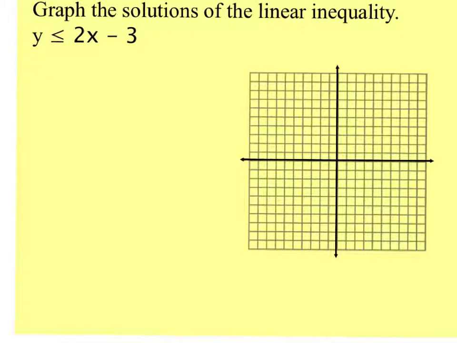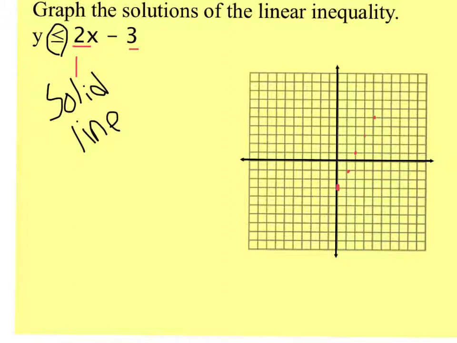So it's just like graphing a linear equation. It's in slope-intercept form, so I'm going to start at negative 3, 1, 2, 3, and make a dot. Then I'm going to apply my slope, up 2 over 1, up 2 over 1, and so on. Okay, so that's the first part. Now I look at this, and it says less than or equal to. Remember, because it's equal to, it will be a solid line. So I'll make it solid.